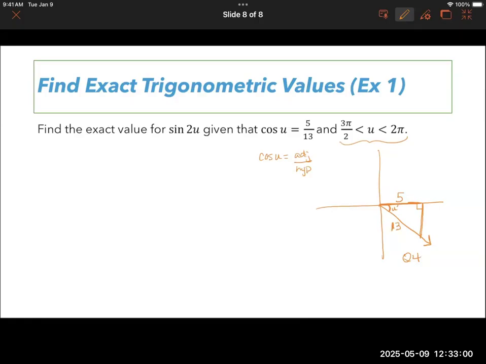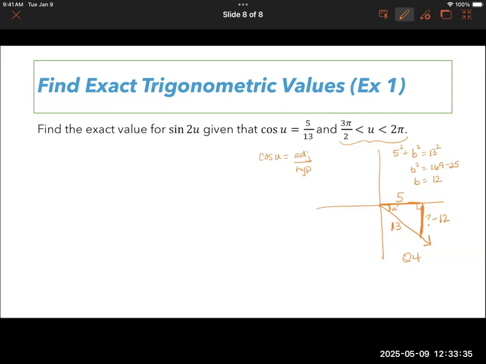Okay. I don't know this side at the moment. So I can use Pythagorean theorem. Call that B. 169 minus 25 ends up being 144. So if I take the square root of 144, I'm going to get 12. But because I'm going down into the fourth quadrant, it's going to be a -12.